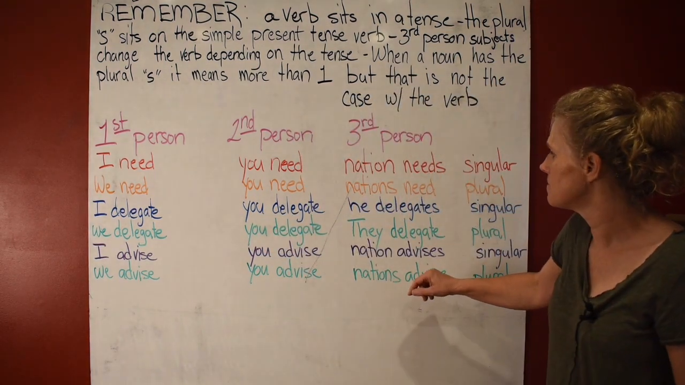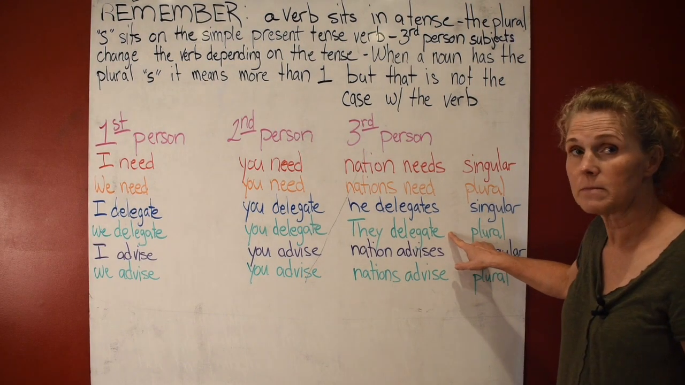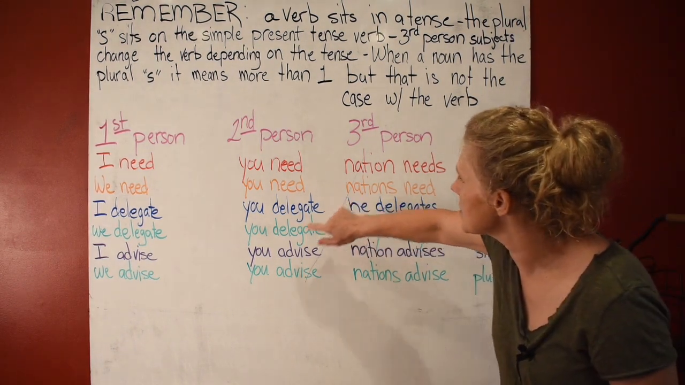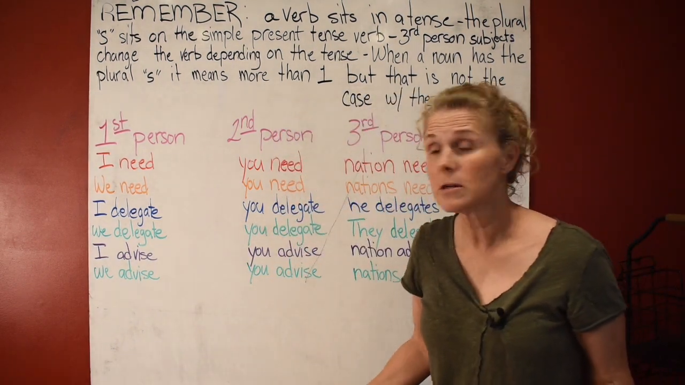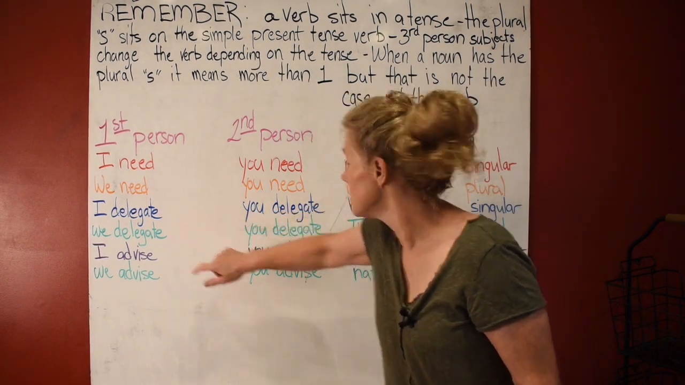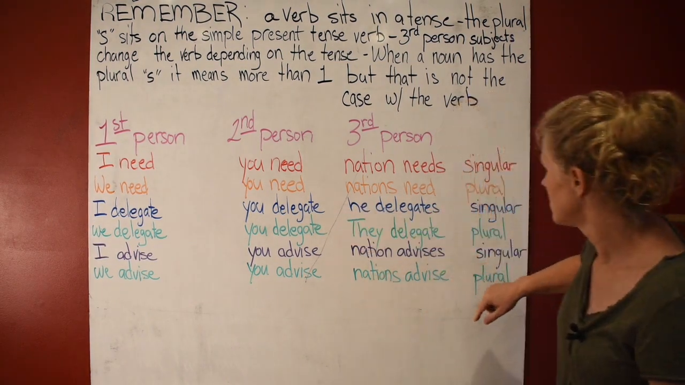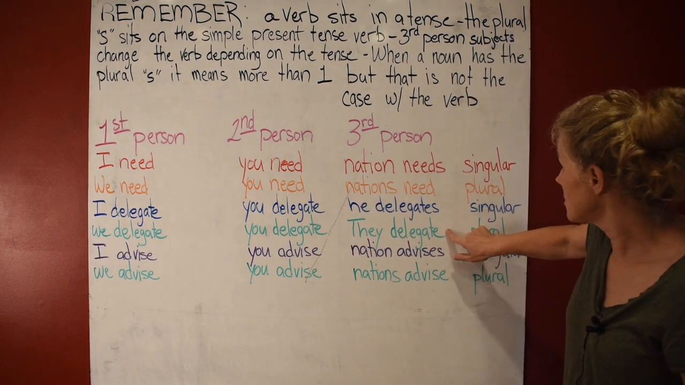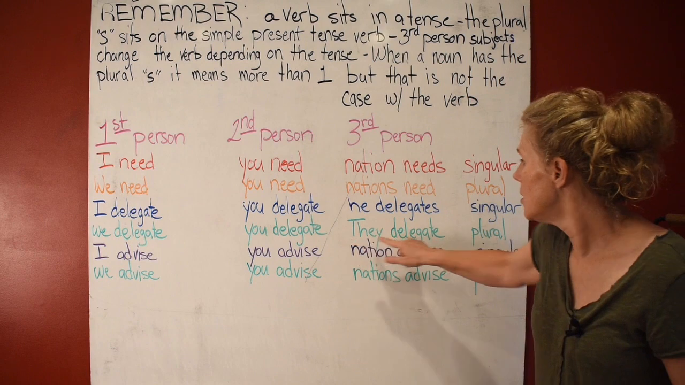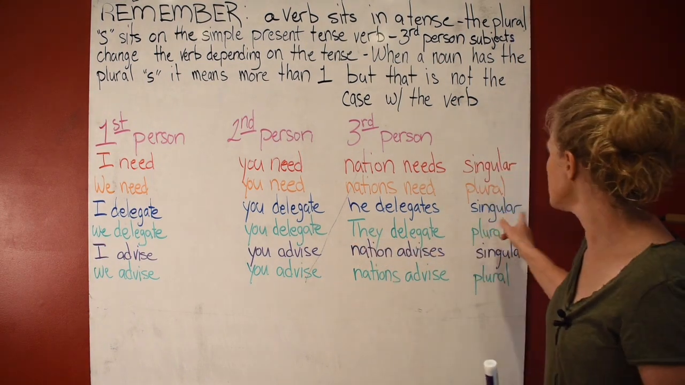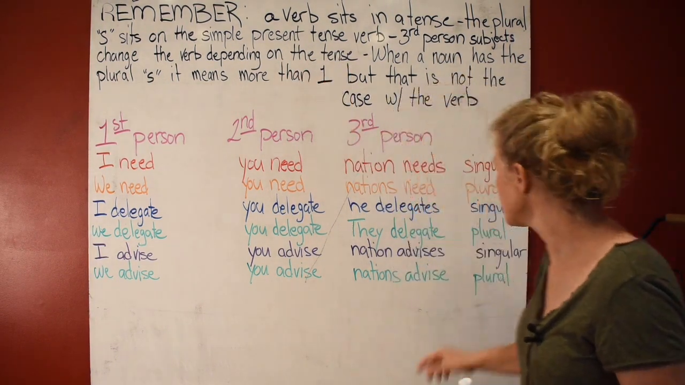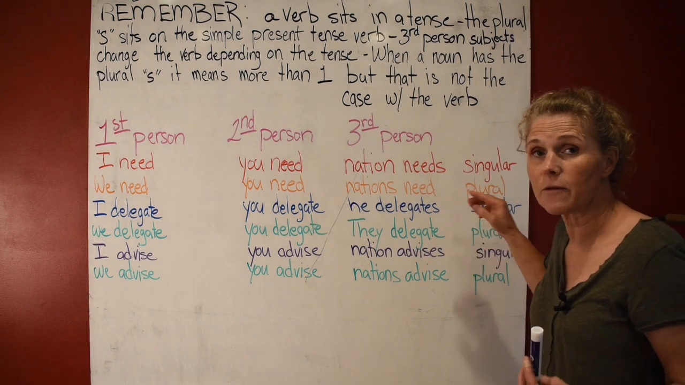But look what happens. They delegate. No plural s. This is plural, but this is plural. But look at all these other ones. They don't change, whether it's singular or plural. Plural doesn't change. You do not put on the plural s. So if you can remember, the only one that changes is when it sits in singular, third person, simple present tense. That's when you add on your es for a verb.